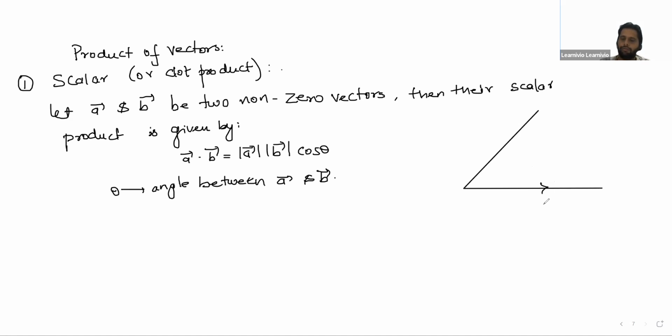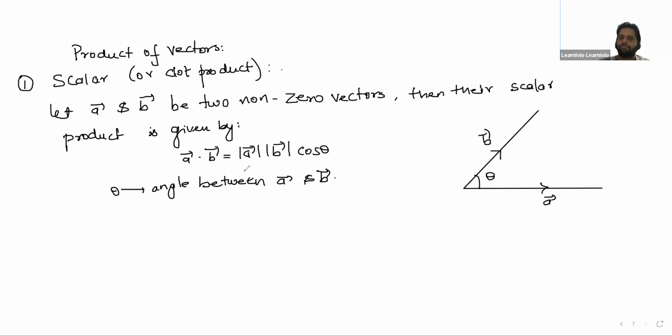This is vector A and this is vector B, and the angle between A and B is theta. So A dot B is equal to what? Magnitude of A, magnitude of B into cos theta.